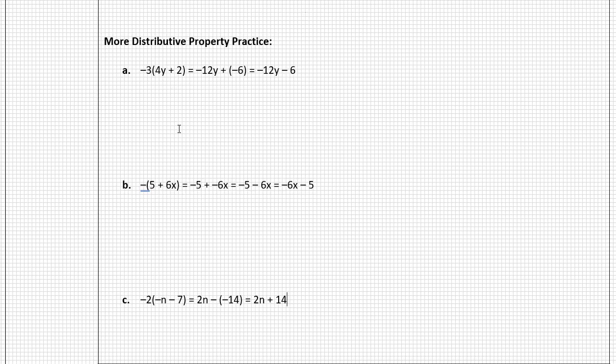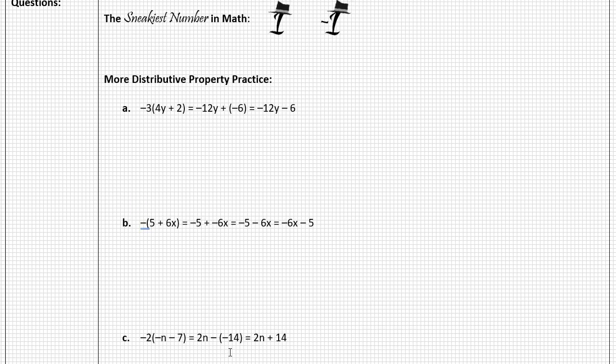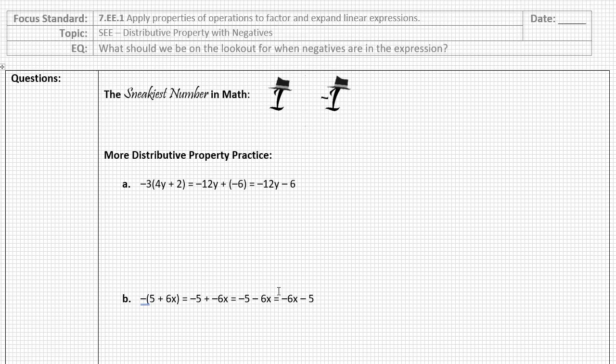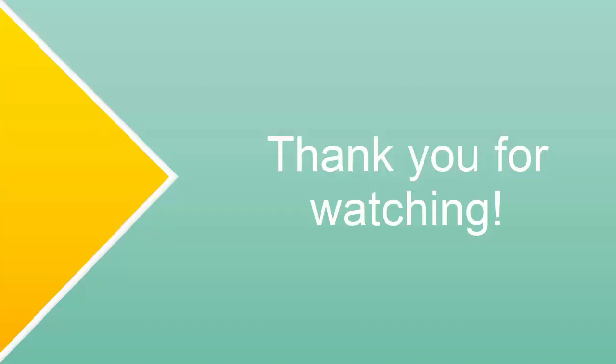So please make sure that you have all 3 of our examples copied down. If you have any questions, feel free to write those down in the question column and come ready to do more problems like this in class.